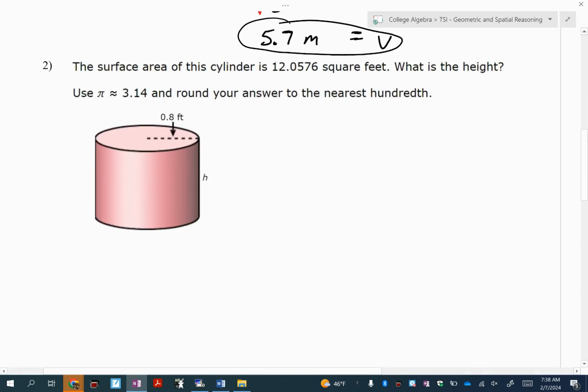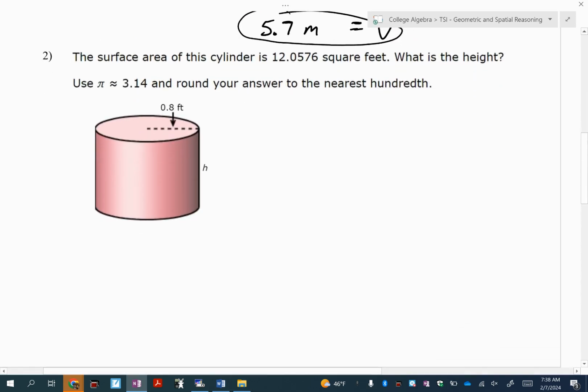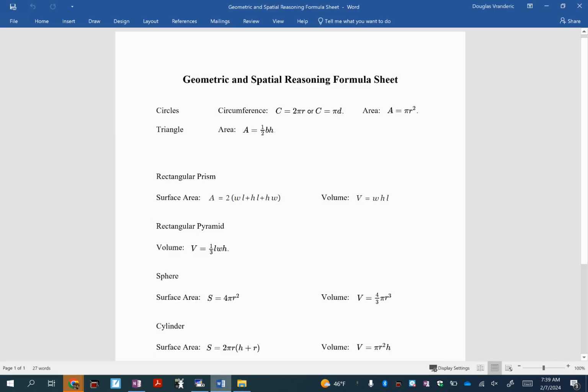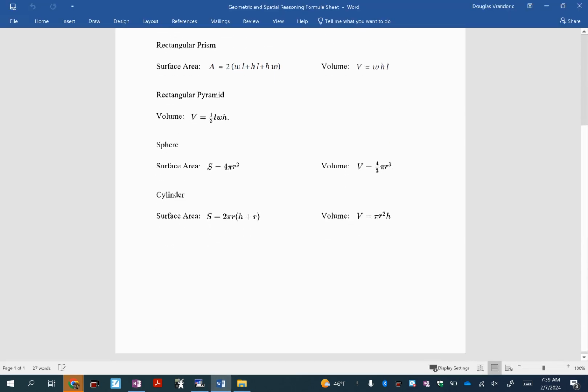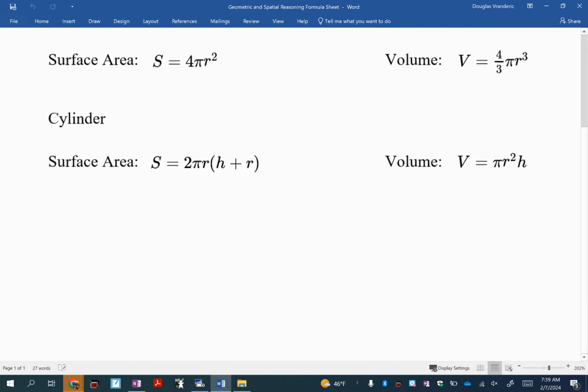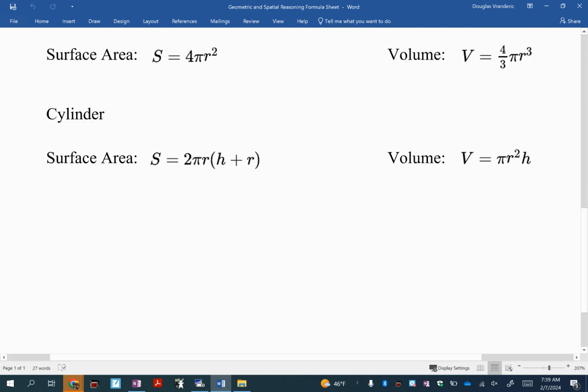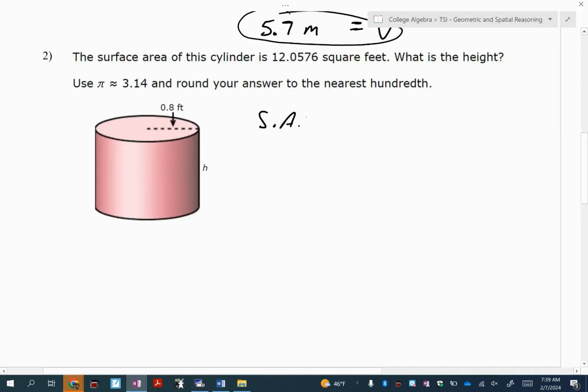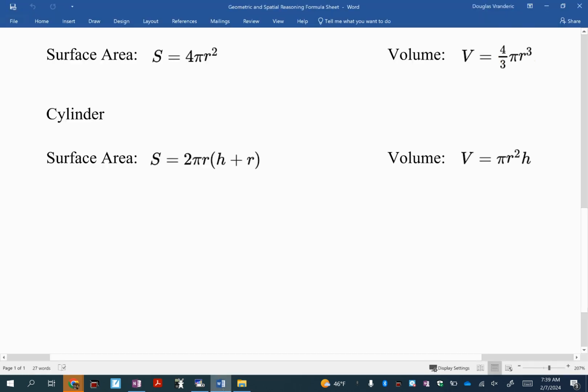Number 2 is going to be a little bit tougher because we're using the surface area of a cylinder. Very good. So I'm actually going to give you this formula so we can write it down right now. So the surface area of the cylinder, I'll zoom in for you. Do you see this one here at the bottom left, or I guess middle left now? So I'm going to do 2 pi r. So the surface area of a cylinder is 2 pi r times the height plus the radius.